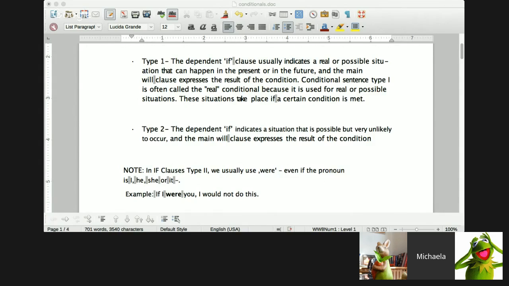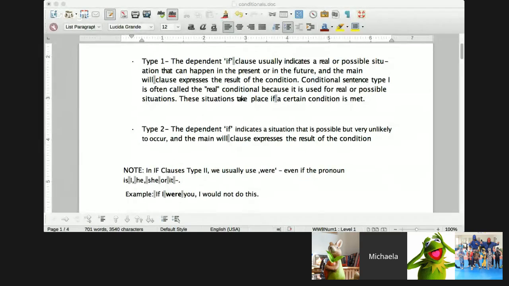And since that's where we're starting, because I already read type 1, Vislav, will you start for us and read a little bit about the definition of type 2 conditionals right in the middle of the screen there? Okay, type 1. The dependent if clause usually indicates a real or possible situation that can happen in the present or in the future, and the main will clause expresses the result of the condition. Conditional sentence type 1 is often called the real conditional because it is used for real or possible situations. These situations take place if a certain condition is met.